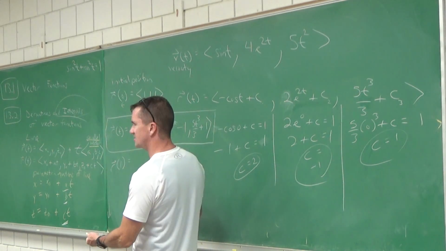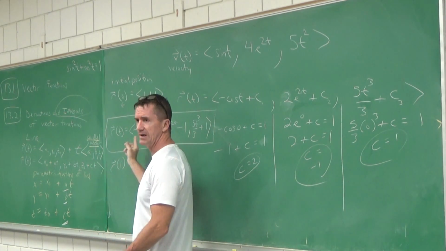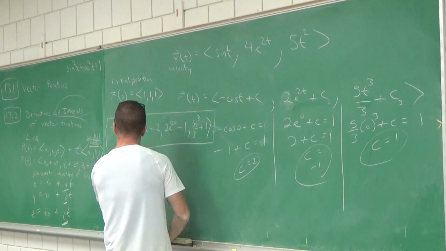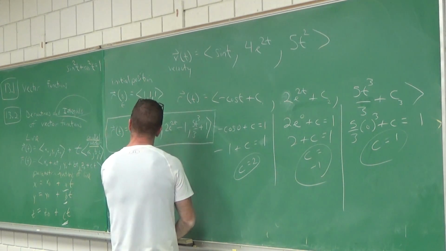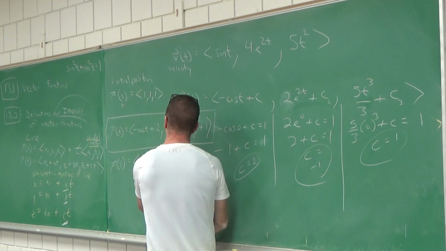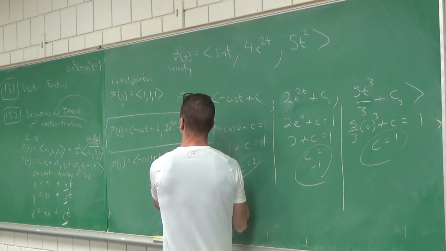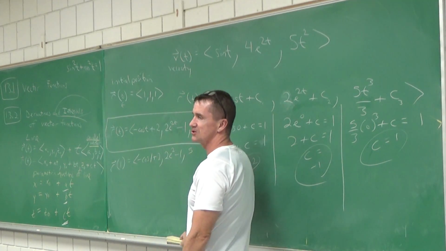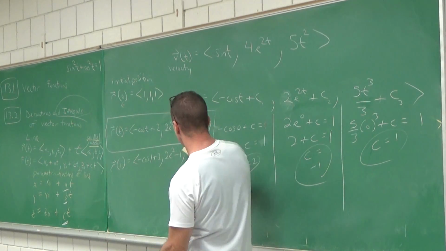Well, I just want to see, the answer may look funny because the cosine of 1 radian is not neat, right? It's irrational, so I'm going to leave it as negative cosine of 1 plus 2, 2e to the 2 minus 1, and 5/3 plus 1. At least I could do that. What's 5/3 plus 3/3? 8/3?